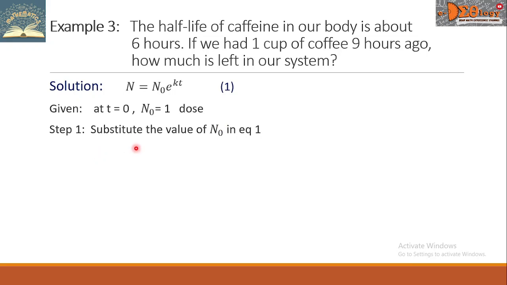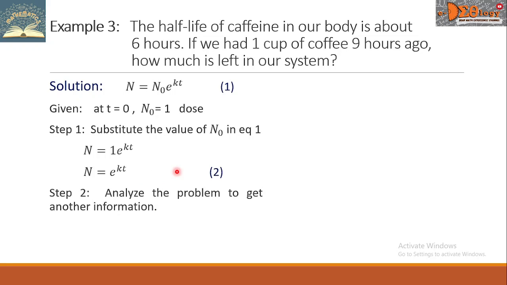Step 1, we substitute the value of n sub 0 in equation 1. So equation 1 becomes like this, and we can simplify further the right side as e raised to kt. And this will be our equation number 2. Step 2, let us analyze the problem to get another information. In our first sentence here, we can see the word half-life, which means when t equals 6 hours, n is equal to 0.5 dose of coffee.